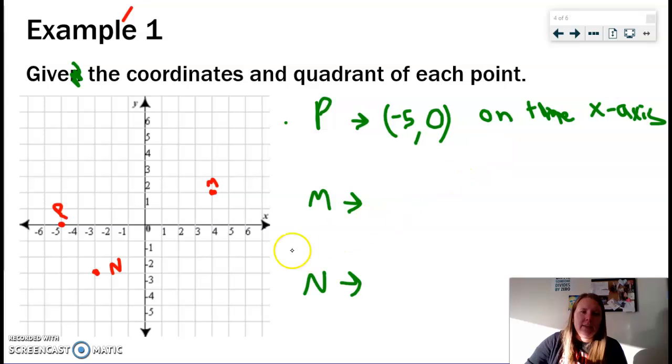So it's on the x-axis. Here's the x, that's why it's on that line. So if you run into something like that, you can always just say on the x-axis if that's where it is, or if it's on the y-axis, say the y-axis.